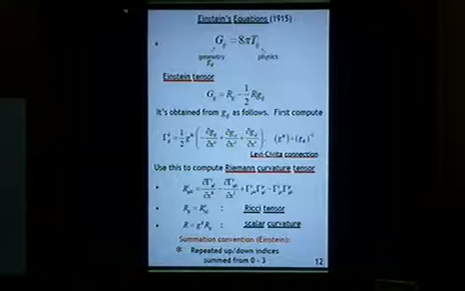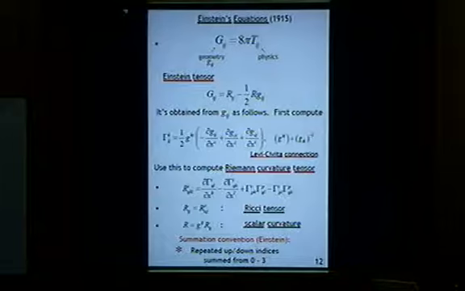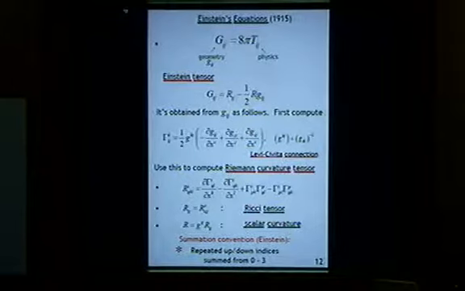So the left-hand side depends only on the geometry. That is, it only depends on the metric and its first and second derivatives. It's a pure geometric thing. The physics is encoded in the right-hand side with the T_ij. So if you want to look at Maxwell's equations, the T_ij would be the Maxwell stress energy tensor, and then you have to supplement these equations with Maxwell's equations in that geometry.